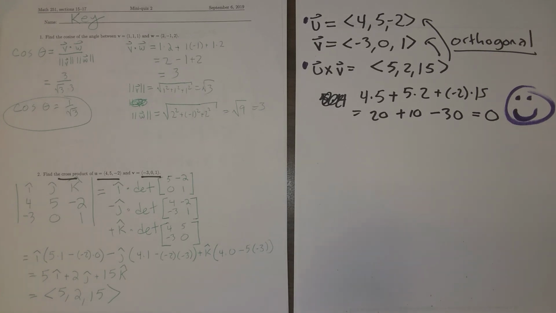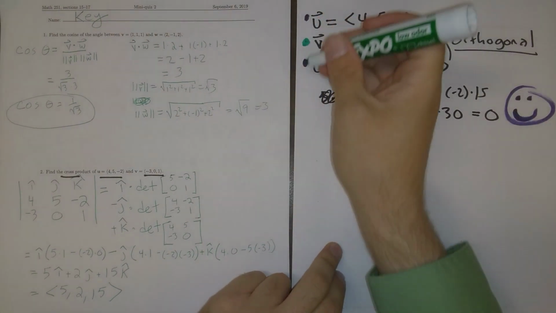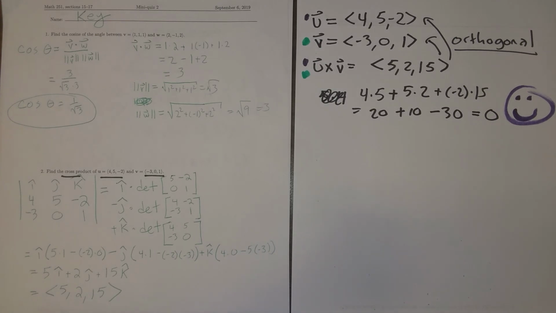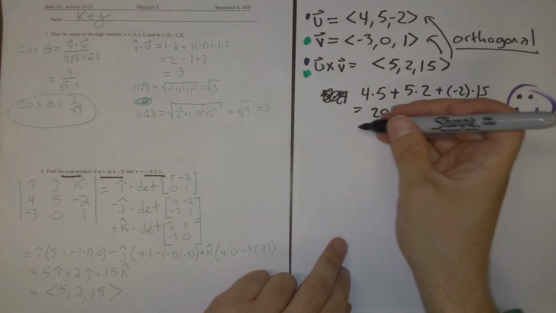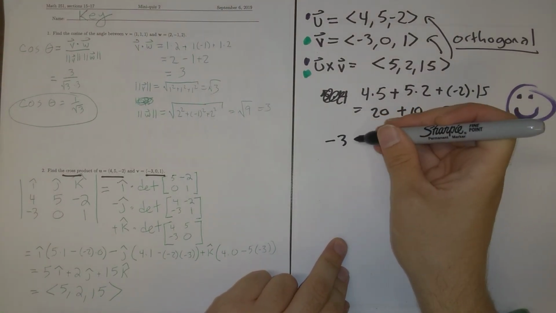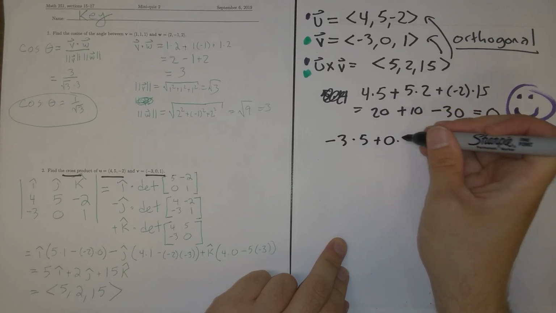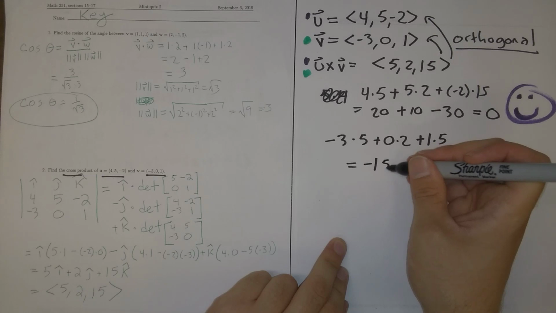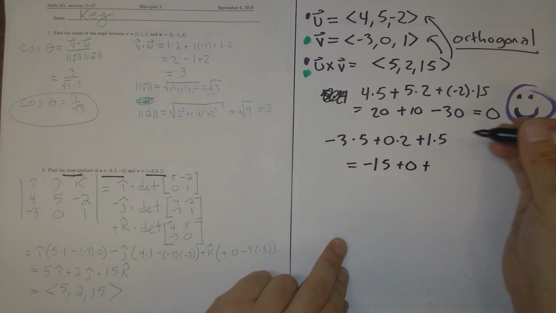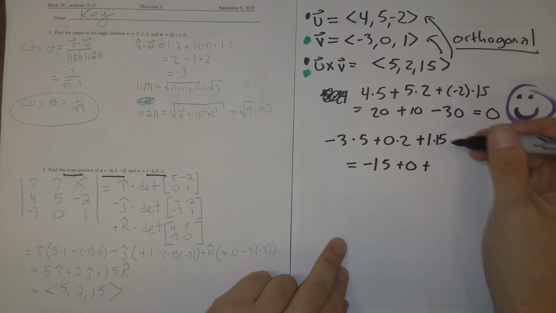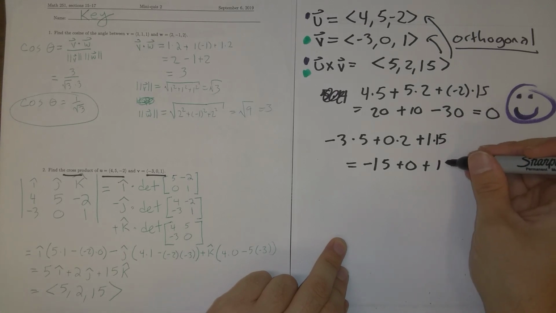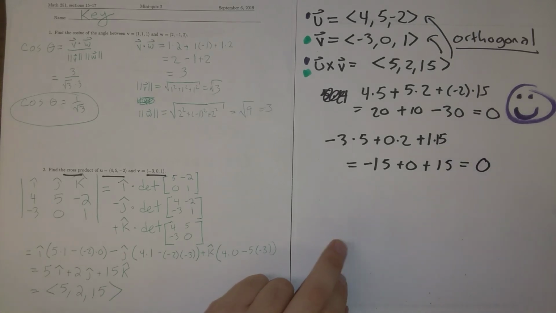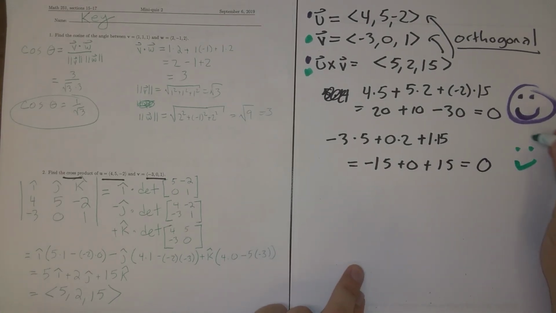Now let's check to see that v dotted with u cross v gives us 0. That would be minus 3 times 5 plus 0 times 2 plus 1 times 15. We see that's minus 15 plus 0 plus 1 times 15, not 1 times 5. So that gives us 0. Once again, that checks out.